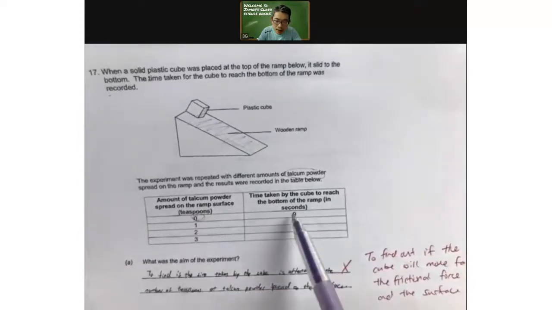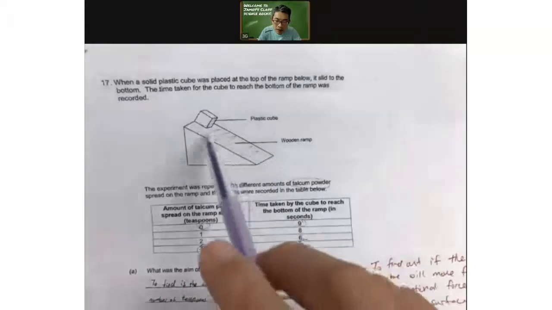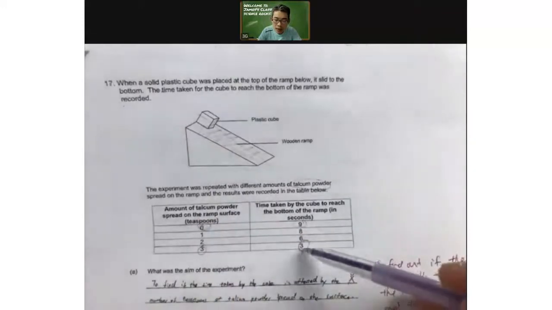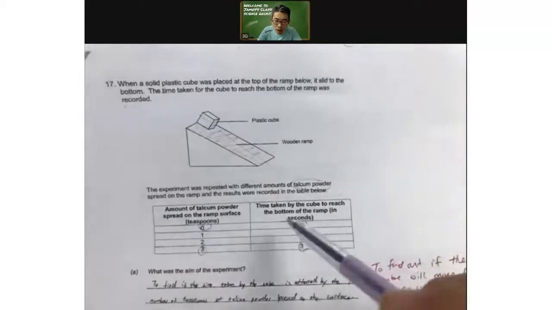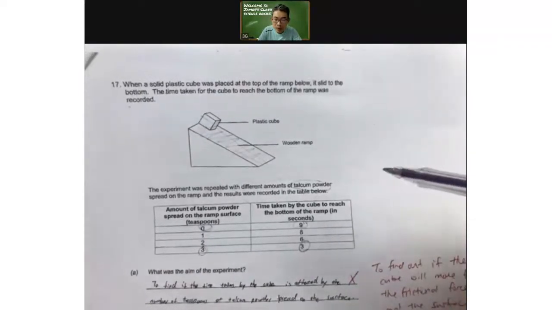So when there was 0 teaspoons of talcum powder, it takes 9 seconds to travel from the top to the bottom of the ramp. But when you put up to 3, it takes just 3 seconds. Just shoot, slide across 3 times as fast as this. It took less time. The more powder you put, the less time it takes, which means the faster it travels. So what was the aim of the experiment?